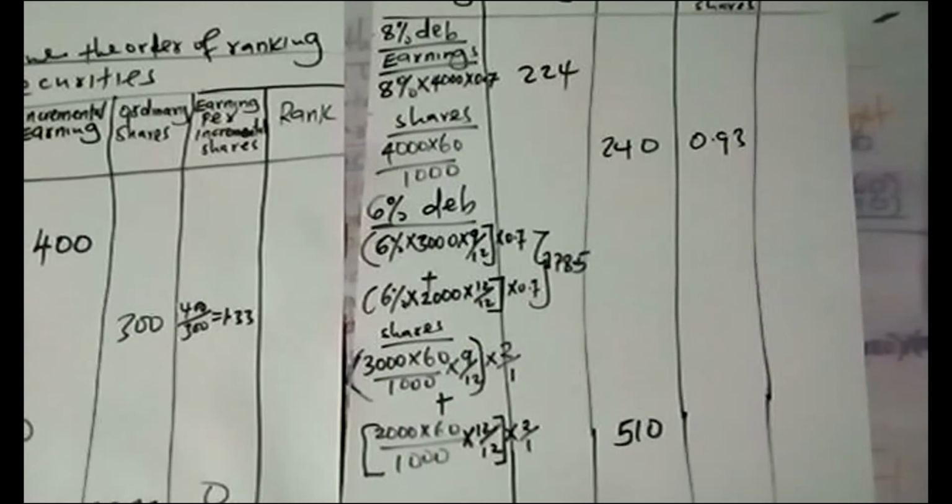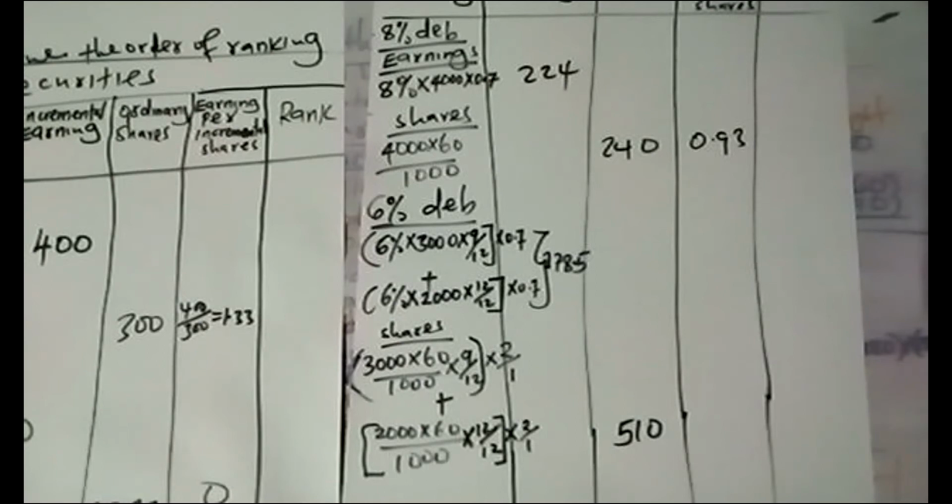Remember, the first one is supposed to be 270, because if I take 3,000 times 60 divided by 1,000, 180 times 9 over 12, that is 135 times 2. The first one is 270.